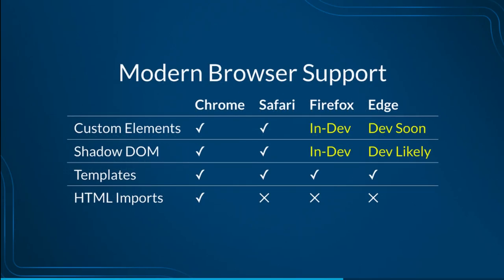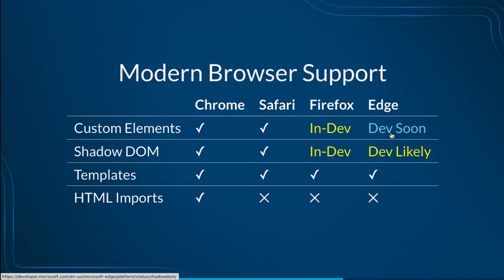So this is the dev status, and this changes yearly or weekly. You can see templates is really good. Templates got approved really fast. Browser vendors loved it. Custom elements is in Chrome and Safari right now. Firefox, it's in active development. Edge, which is the new version of IE, you can think of it like IE 12. That's starting development soon. They've confirmed that on their status page. These are all links if you're super curious that I'm lying to you.